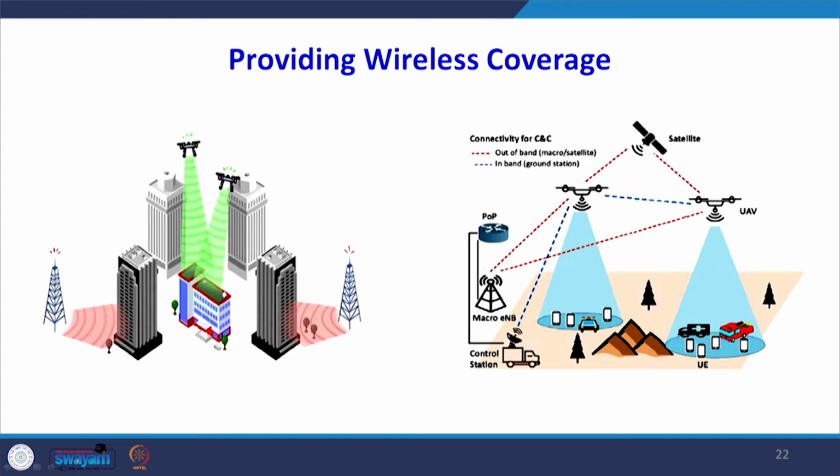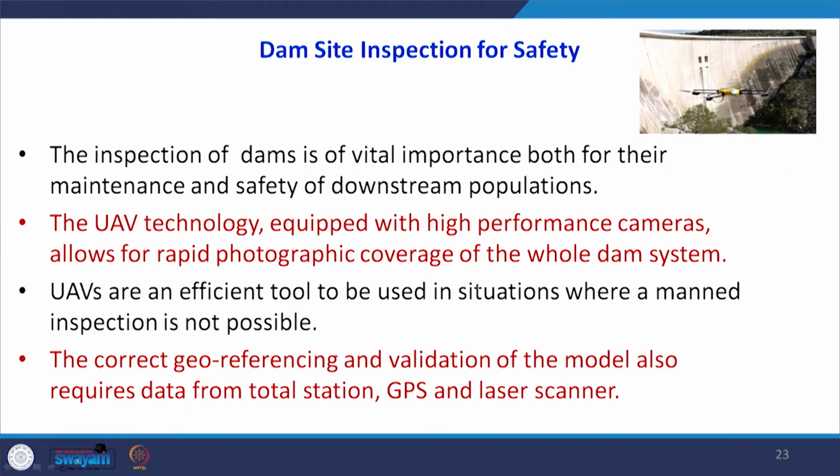So, you can see here that two drones are working and covering some area, and they are communicating with the surrounding towers and providing connectivity to those areas which are affected by the disaster, where there is no normal connectivity.